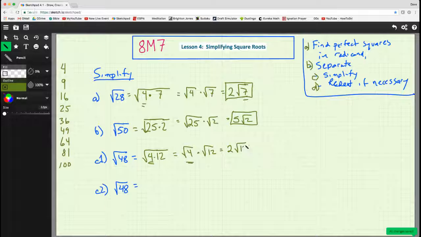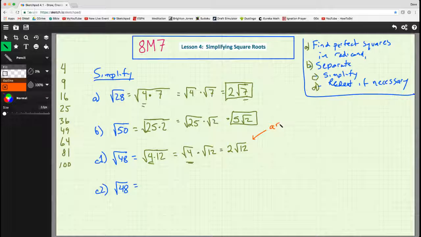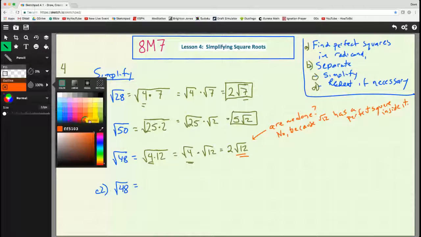Now the question is, are we done? Now, here, I'm going to write this out. Are we done? And for those of you that said no, you are right. And it's because the square root of 12, or 12, has a perfect square inside it, right? So the square root of 12 is not simplified. So we have to keep going.